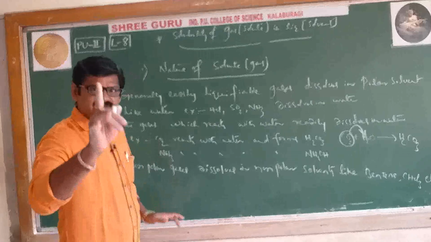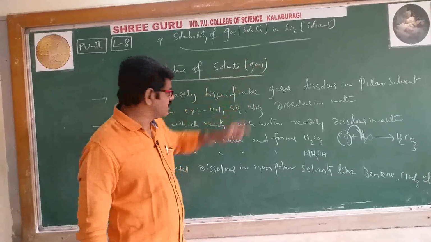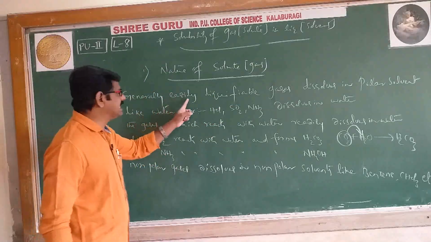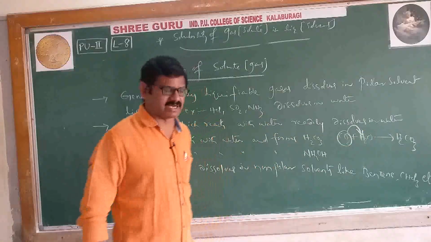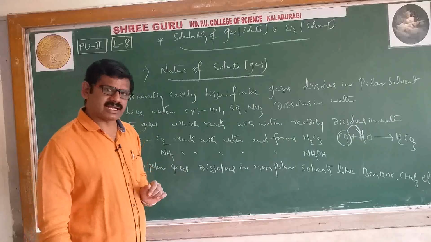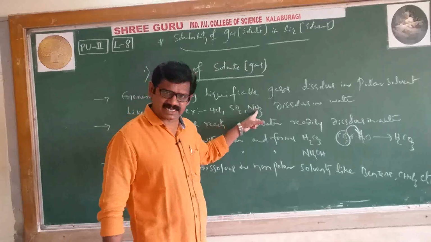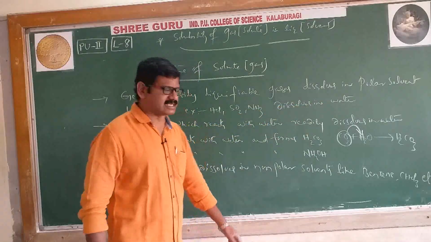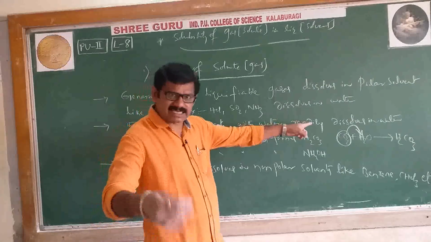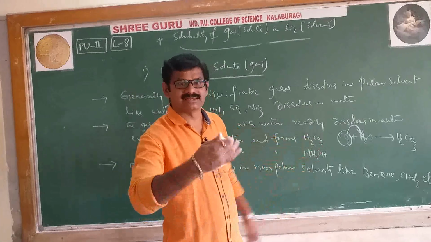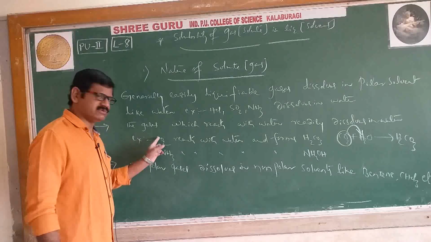This is about the first factor, nature of solute, that is gas. First point is easily liquefiable gases dissolve in polar solvents like water. What are easily liquefiable gases? Example, HCl, SO2, NH3, etc. They will dissolve in water easily. And the next point, the gases which react with water easily or more, that gas solubility in water is also more. Example, CO2 and NH3.